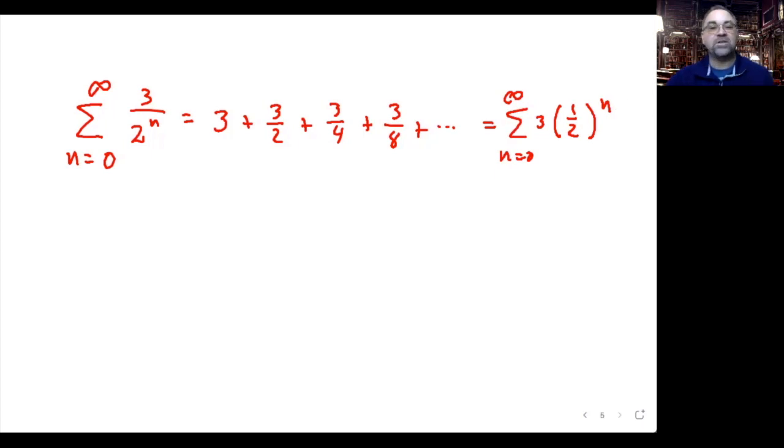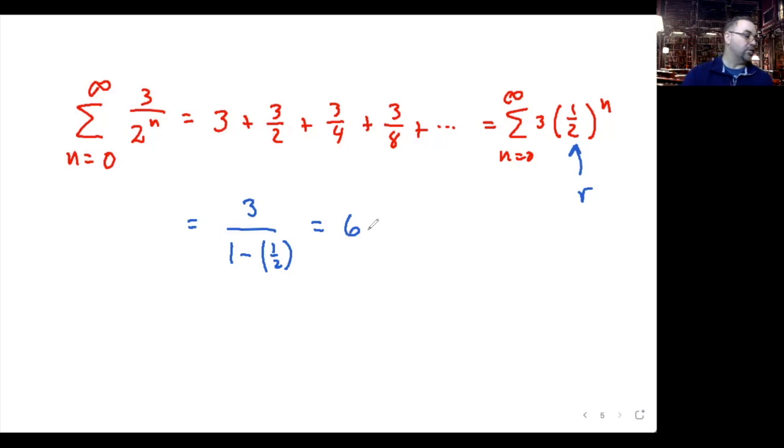Now, common ratio in this one, here's r, and notice it's less than 1. So as long as the common ratio is smaller than 1, then we know this will converge. So the series converges to: take your first term, divide by 1 minus r. And sure enough, we get 6. So the geometric converges, and it converges to 6.